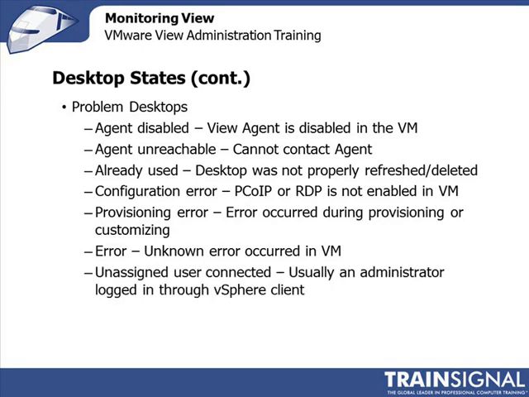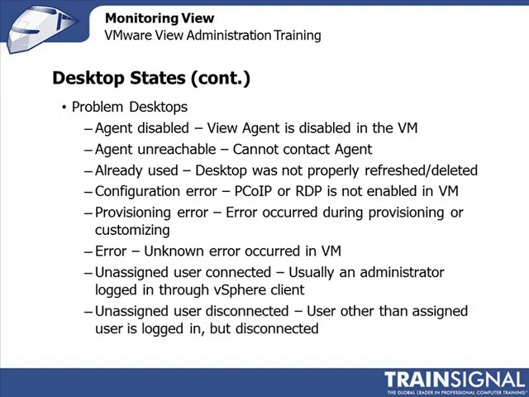When a user that's not assigned to a particular desktop connects to it, that desktop will go into an unassigned user connected state. More often than not, this indicates that someone logged in through the vSphere client. If an unassigned user connects to a desktop and then disconnects without logging off, it'll go into an unassigned user disconnected state. And finally, if you simply can't understand what's going on with that desktop, it'll put it into an unknown state.